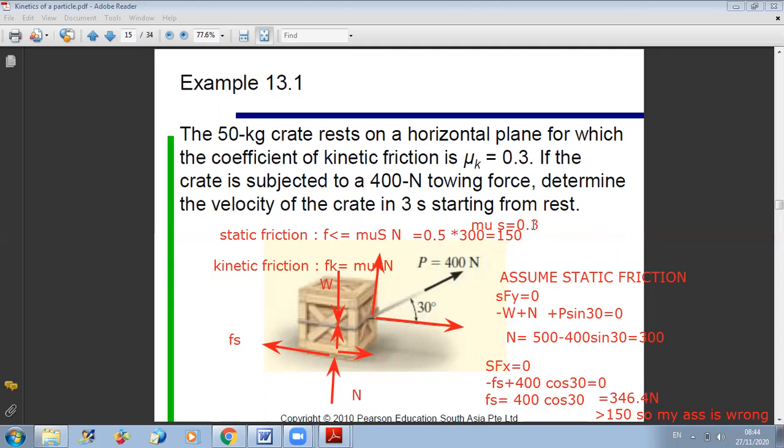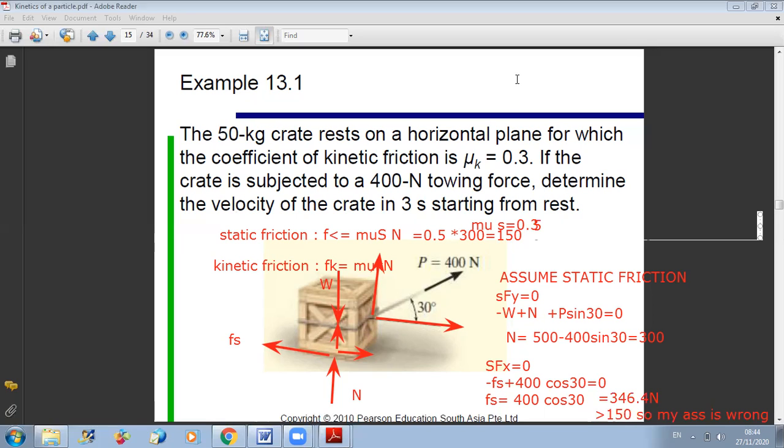Mu s is given to be 0.1. Mu k is 0.3. Okay, so by given I give you mu s. Here in this problem they told you that it's moving. This is why they didn't give you mu s. But I can ask you in this way. I can give you both mu k and mu s, and you should know if it's moving or not.